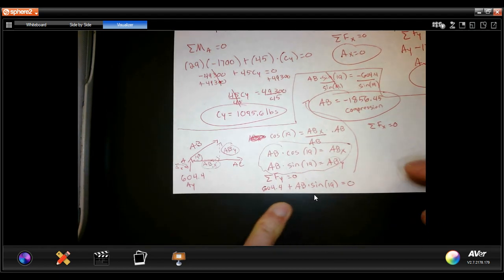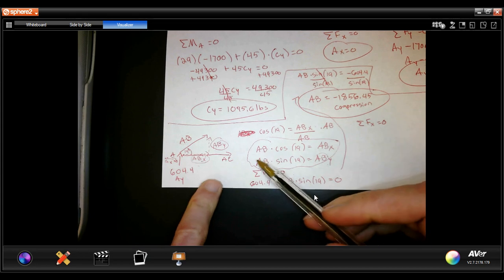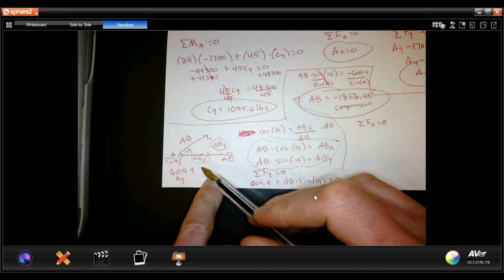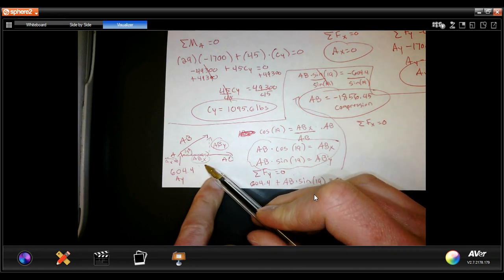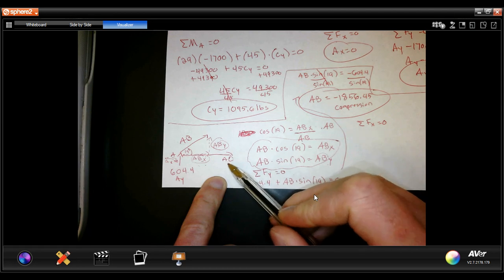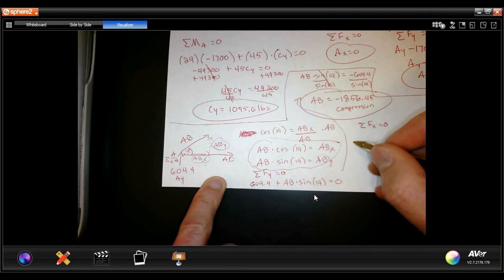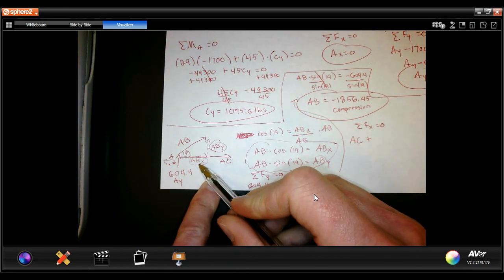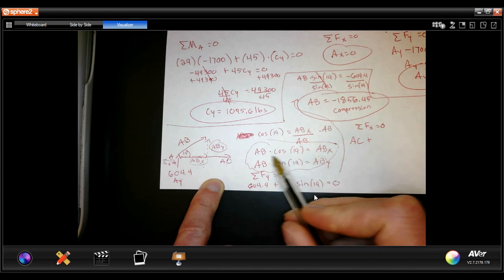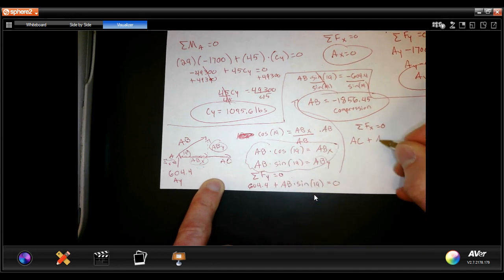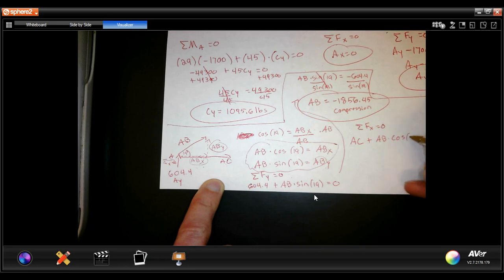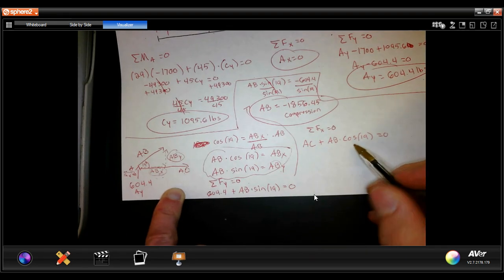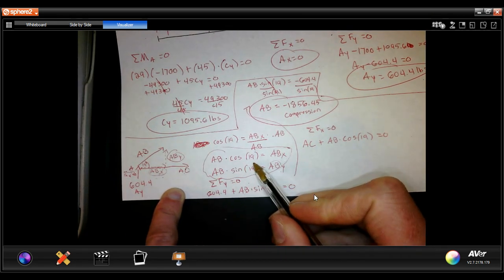All right, so now we're going to sum the forces in the x direction. So the forces in the x direction are AC, that's an x component force, ABX, and I believe that's it. The only two forces in the x direction are AC and ABX. So we don't know what AC is, so it's going to be AC plus ABX. But again, we could replace ABX with AB times cosine 19. So those are my two forces in the x direction, AC and ABX. But again, ABX is the same thing as AB times cosine 19.